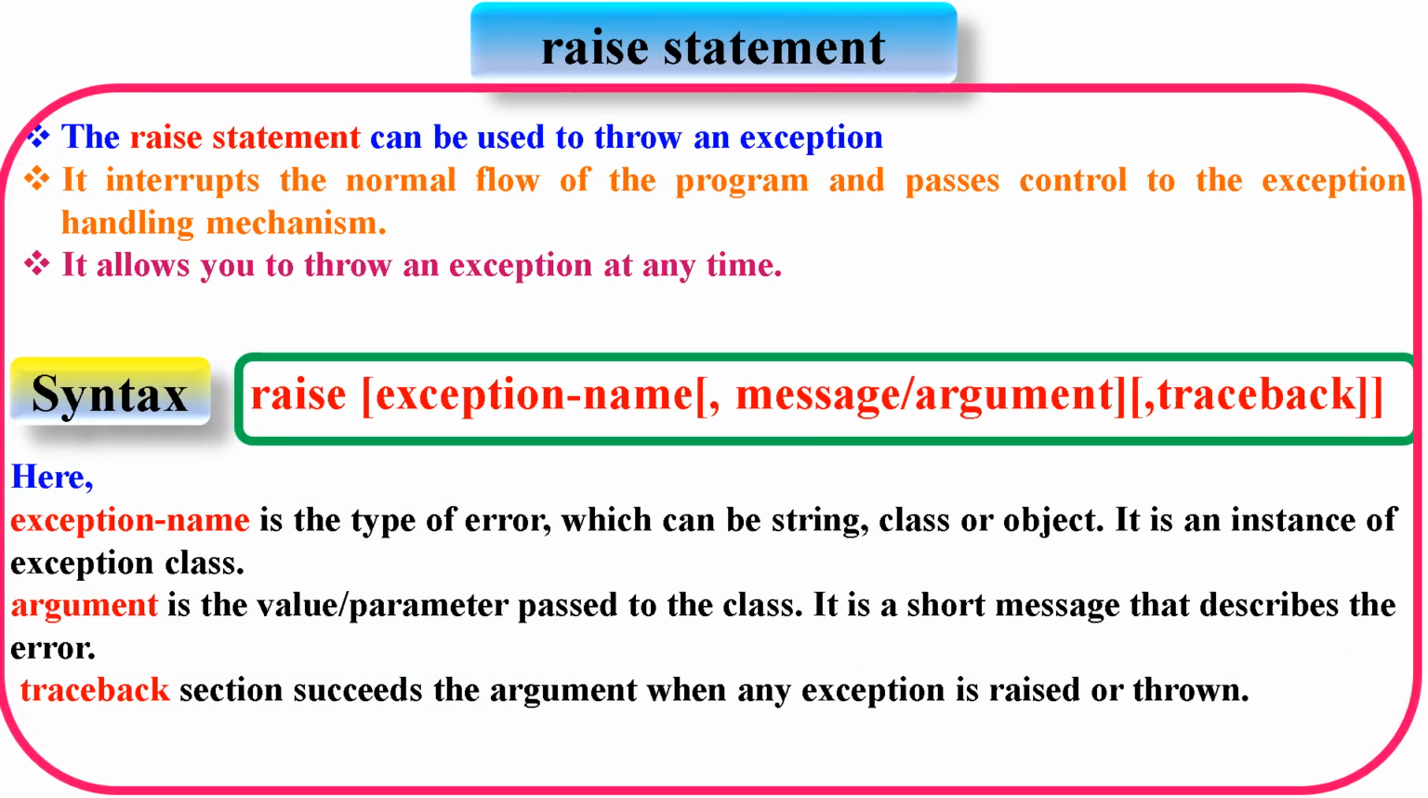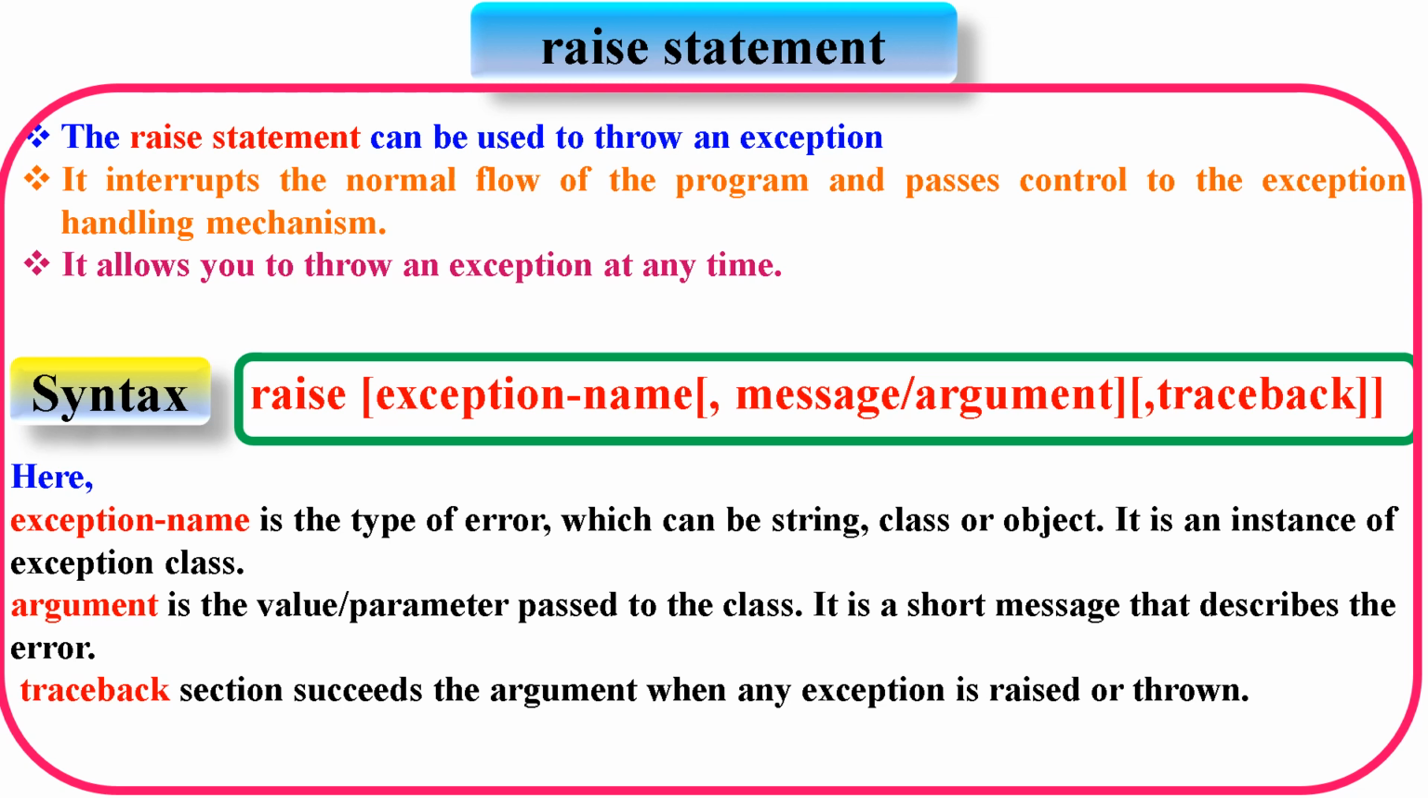Python raises an exception whenever it tries to execute invalid code. The raise statement can be used to throw an exception. It interrupts the normal flow of the program and passes control to the exception handling mechanism. It allows you to throw an exception at any time. Let me explain in detail.